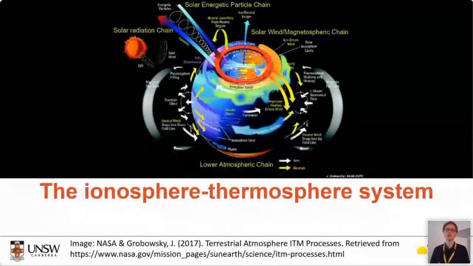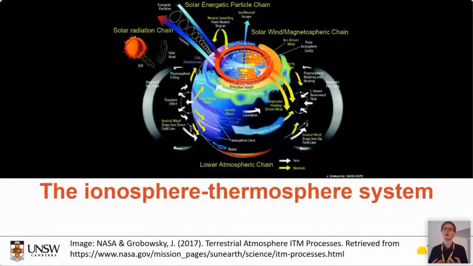So the ionosphere-thermosphere system is a complex system. It's got a number of different inputs that drive and determine its state, and various phenomena at various length and time scales within that system.